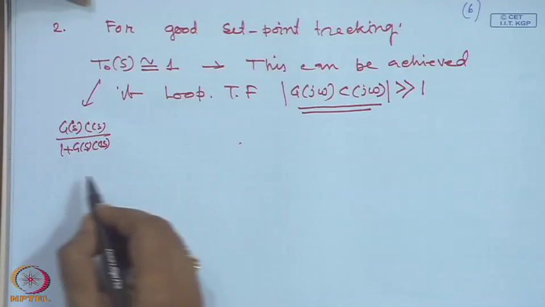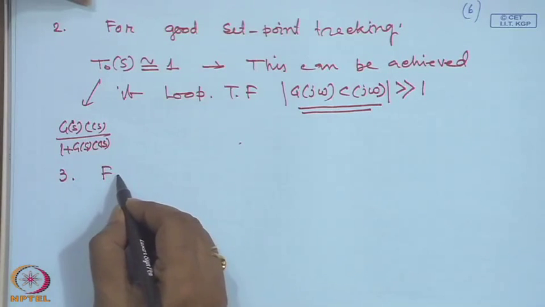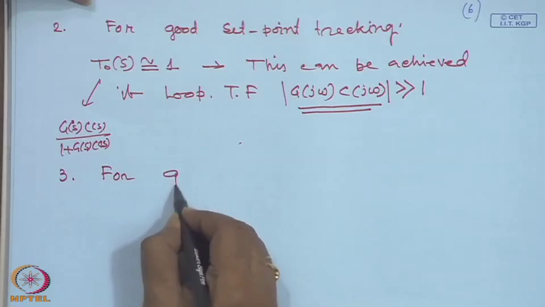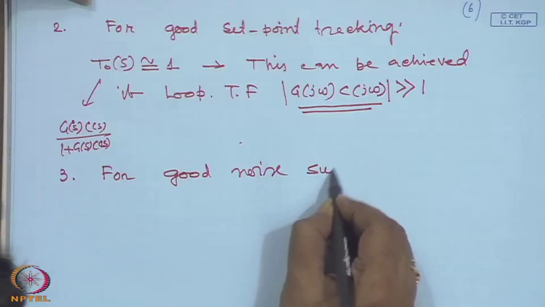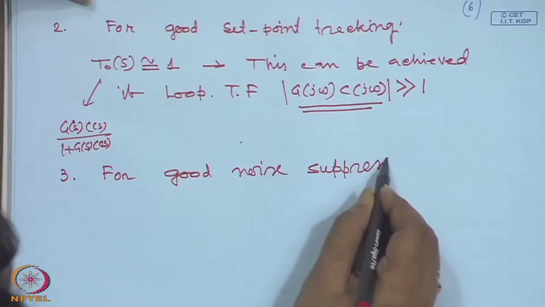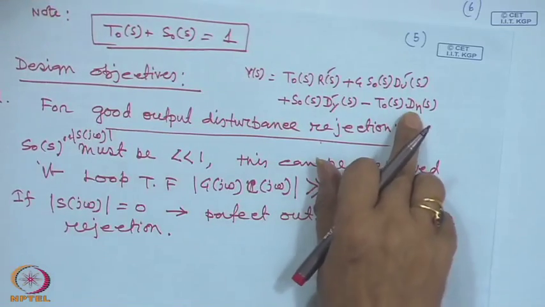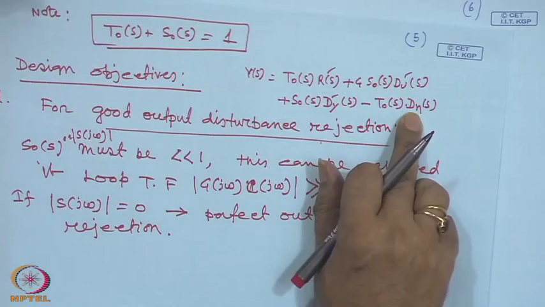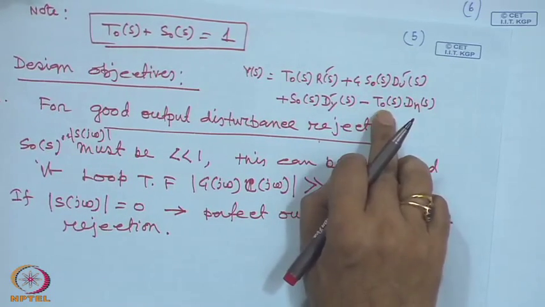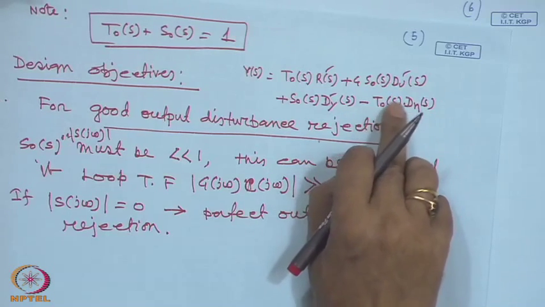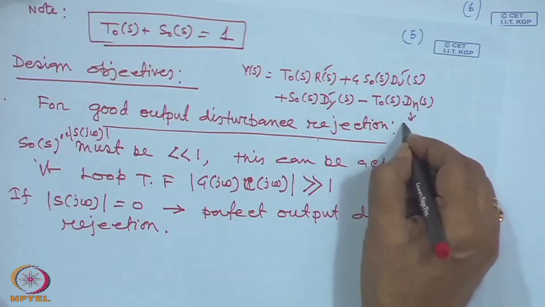So, the third objective of the design is for good noise suppression. Now, see that for this noise suppression, if you want to make this one, then this should be 0, agree? But mind it, this transformation, what is this one? This is excited with a high frequency signal. This is a high frequency signal.